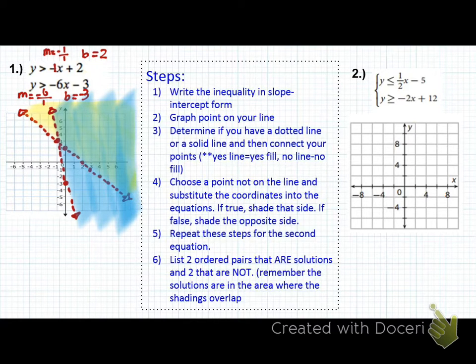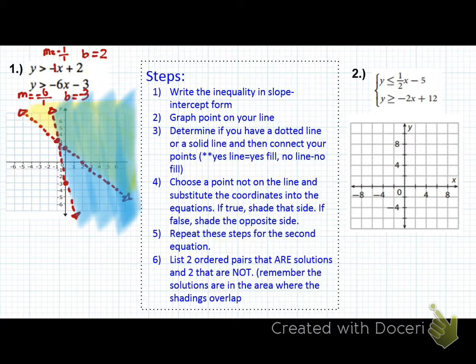What I'm noticing here is that I have three regions. We have this region right here that's yellow only. We have this region down here that's only blue, and then we also have this region over here that is blue and yellow, so it should be green. It kind of looks green. So anything in this region here would make these equations true.